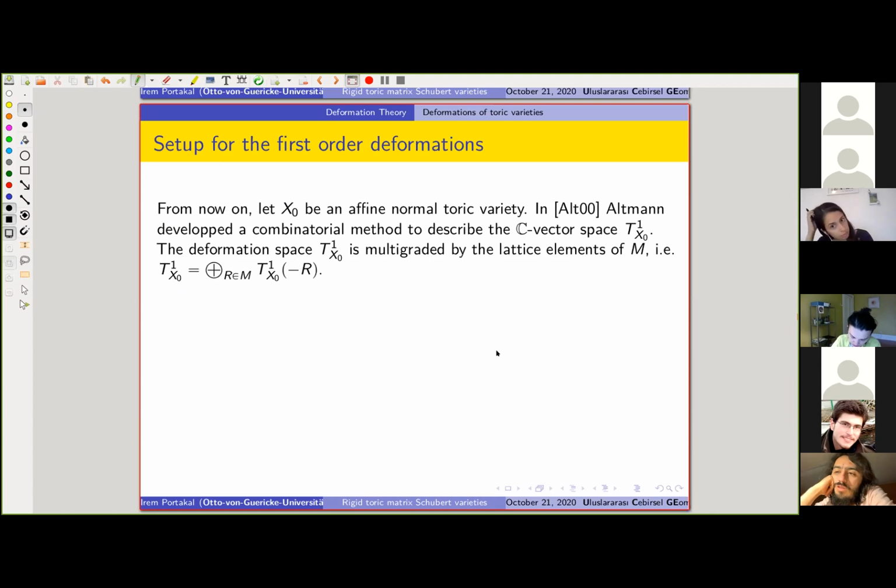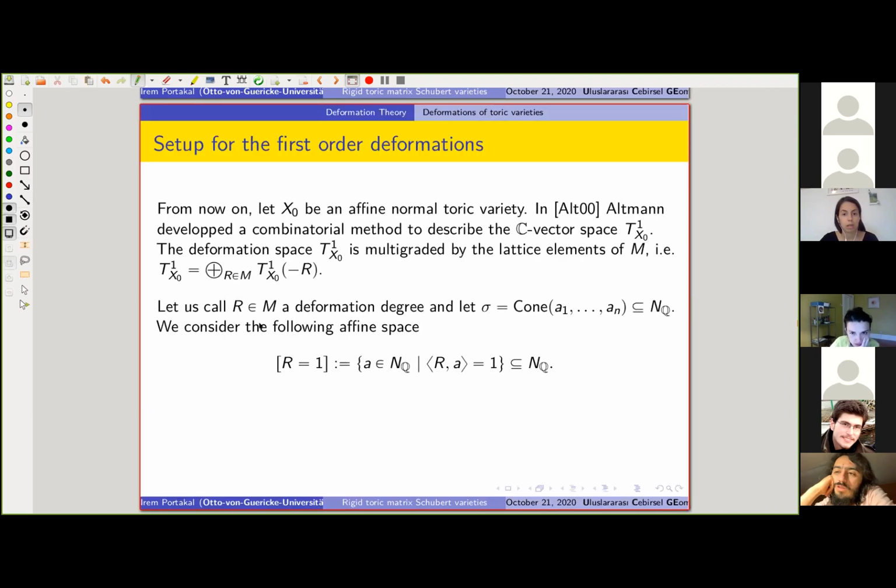About 30 years ago, Altmann, who is my PhD advisor, proved that this T1 space is multigraded by the lattice elements of M. So we will be focusing on this homogeneous part of the T1 space. This homogeneous part can be constructed, again, by using the cones associated to the toric variety. So let us fix a deformation degree, basically just a lattice point R, and he considers the cone here in the N space.